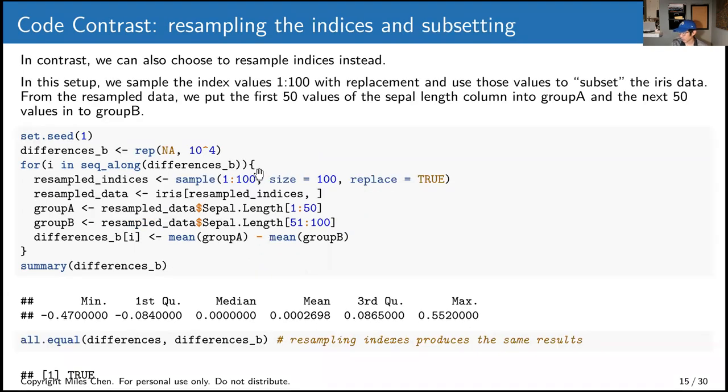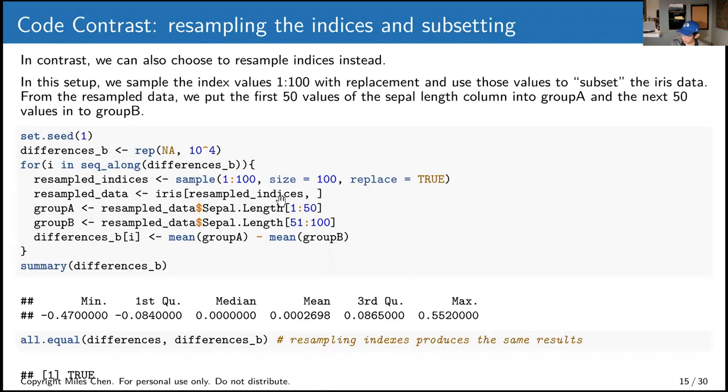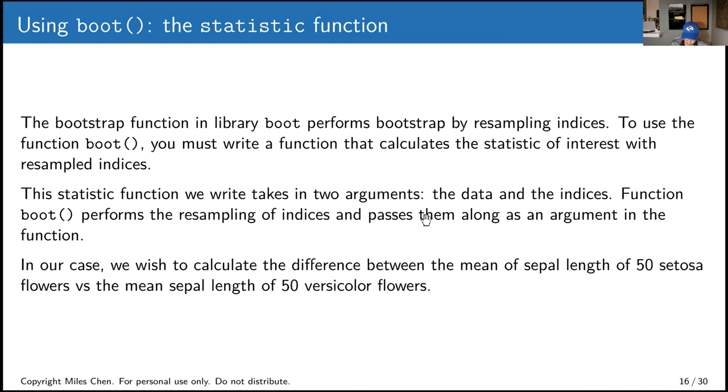So here we're resampling the indexes and then we subset based on the resampled indexes. So this also produces the exact same results, where the largest difference I got by random chance was 0.552. And so if we understand how we can resample the integers 1 through 100, or basically the indices, and subset our data using the resampled indices, then we can write statistics functions that are needed for using the library boot, okay?